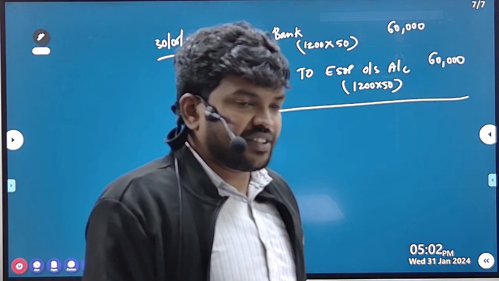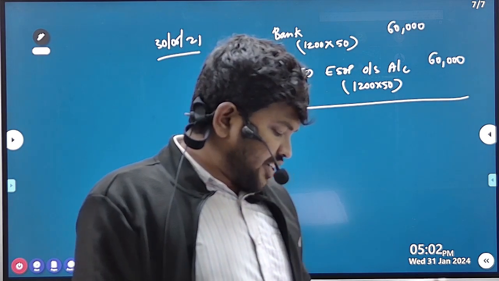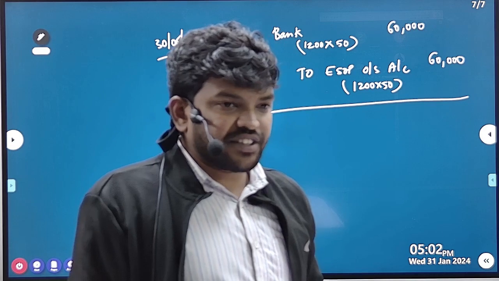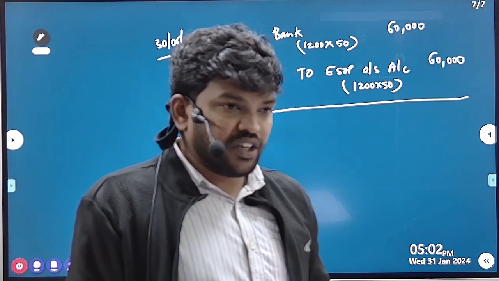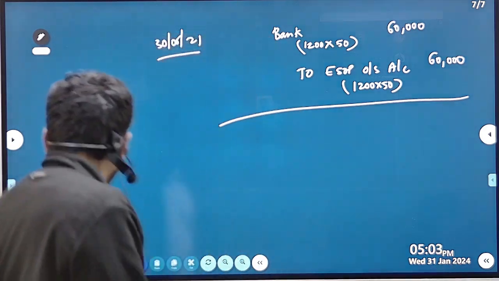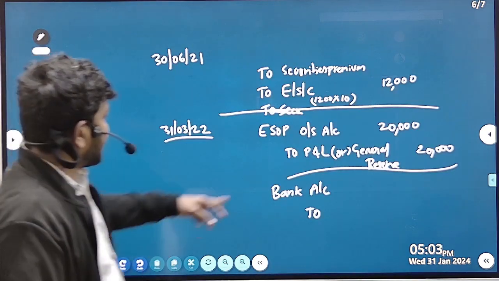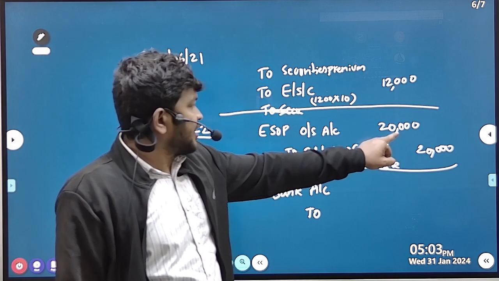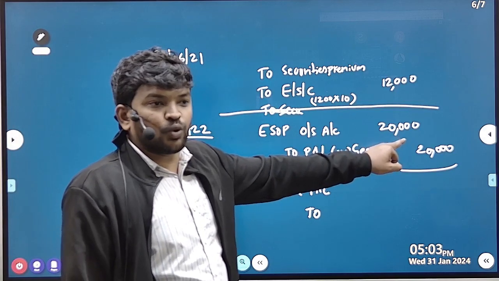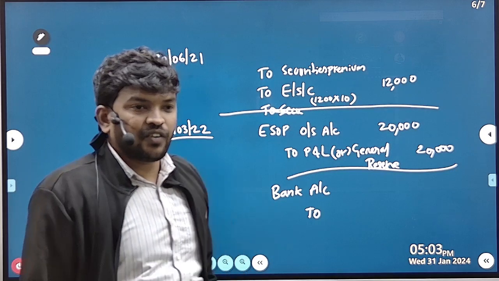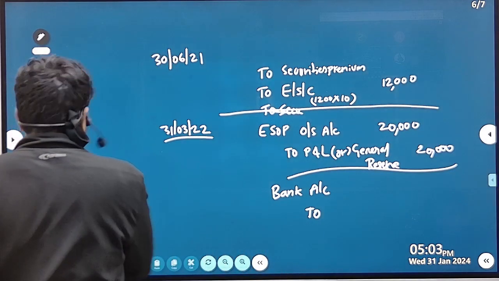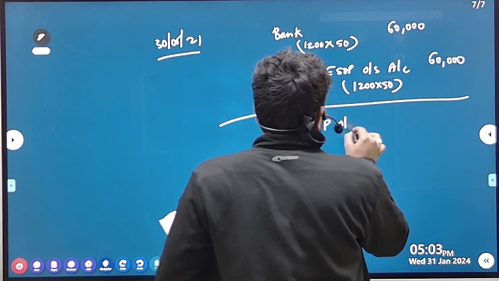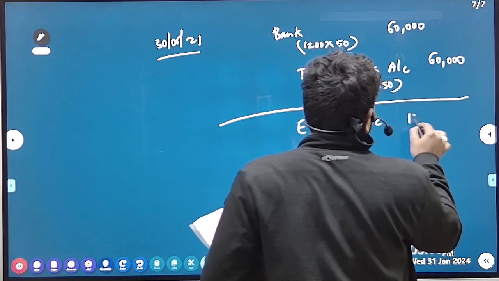1 lakh credit, 1,40,000 credit, 60 credit, 2 लाख क्रेडिट हुआ था. इस एंट्री में डेबिट कितना हुआ है? 20. 2 lakhs minus 20, 1,80,000. So the next entry here will be ESOP debit. ESOP outstanding account debit 1,80,000.